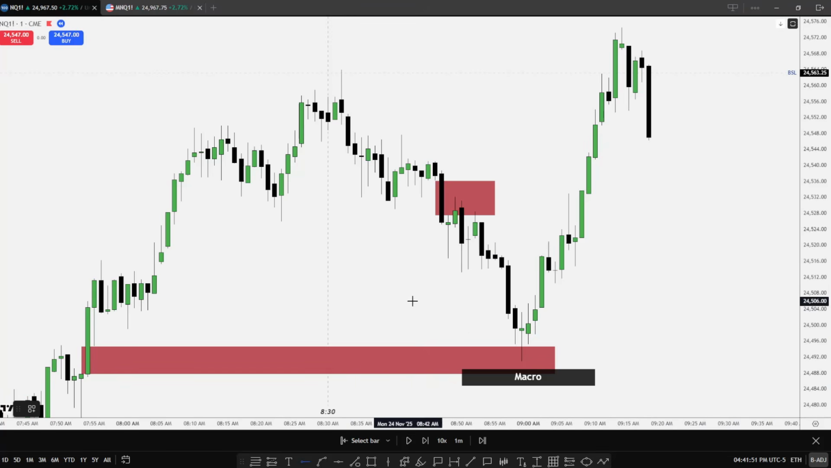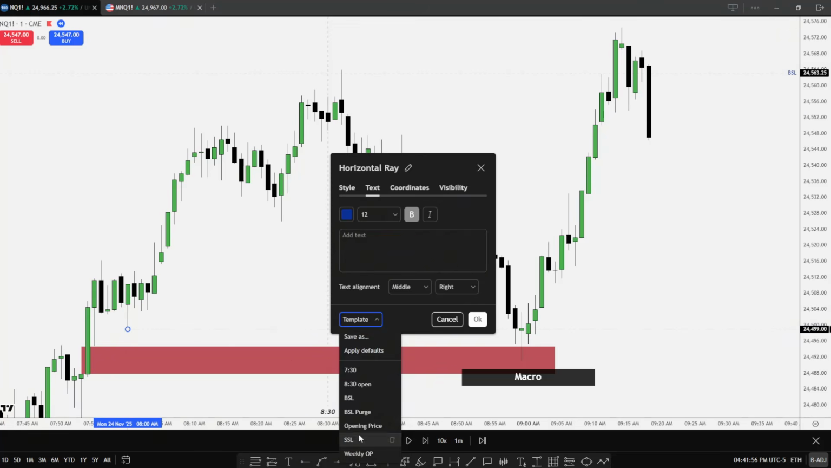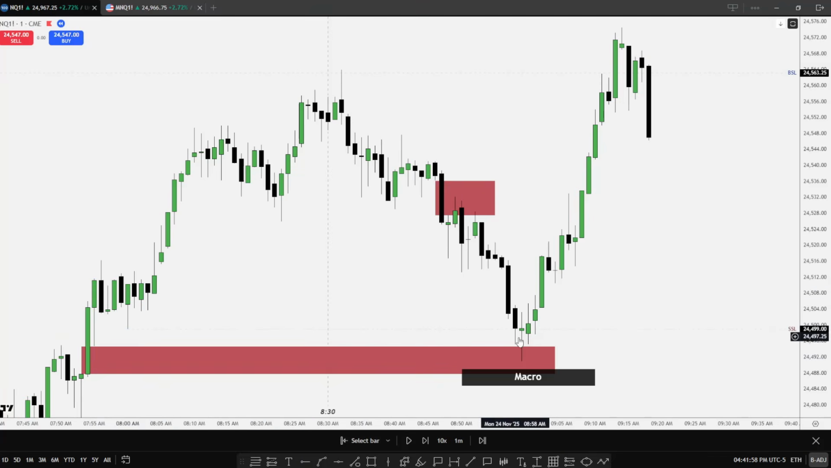All right, so narrowing in on your macro time window here, you can see we purge sell side. Run higher, bullish fair value gap, trades up into an open fair value gap that was meant to be traded to, and then buy side liquidity, right? So that's your macro.